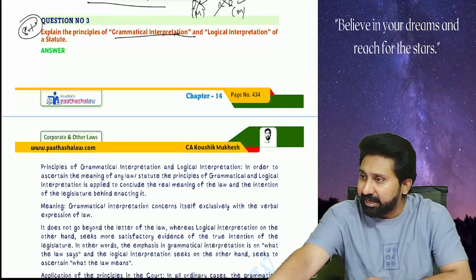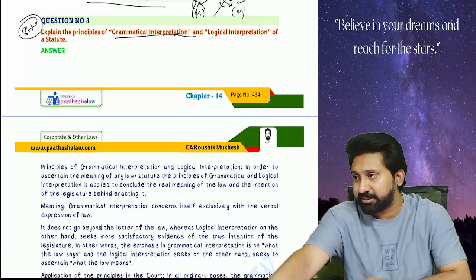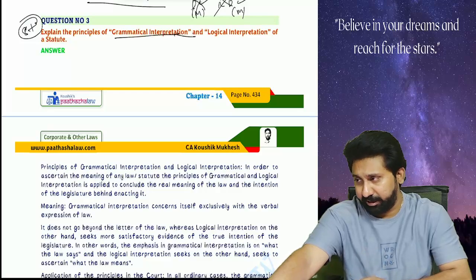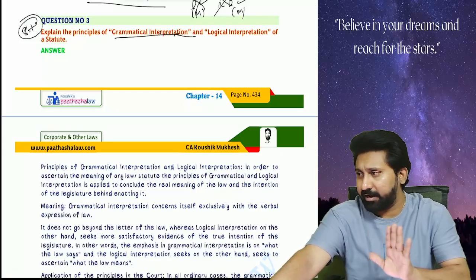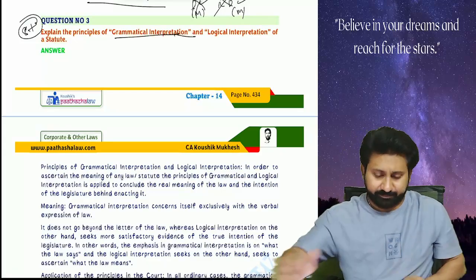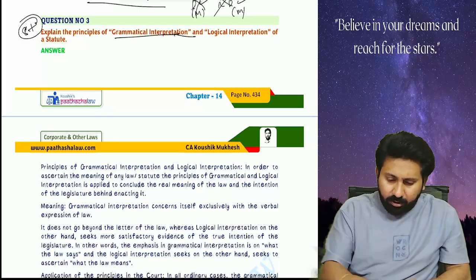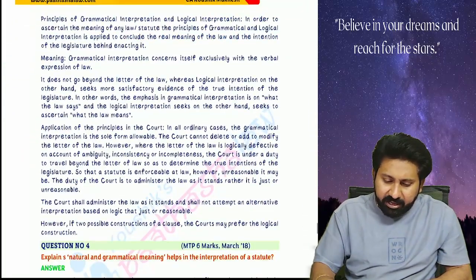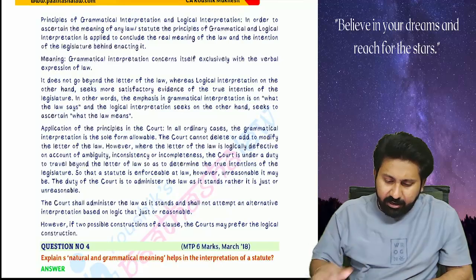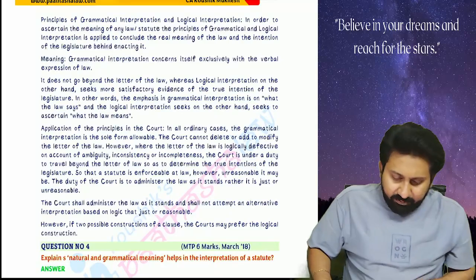Technically there are around 25 topics in this chapter. If you can understand those 25 topics properly, done. You need not do anything more than that. Let's see, what is the concept here? The concept of grammatical interpretation. First, listen carefully.